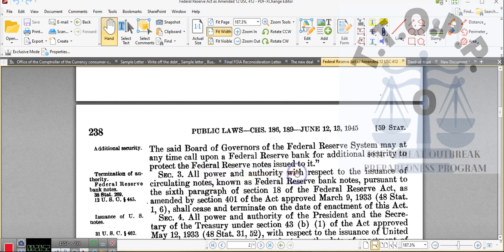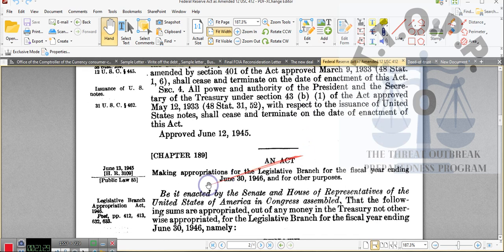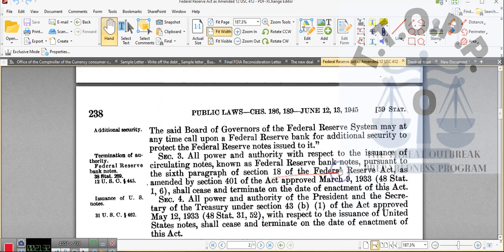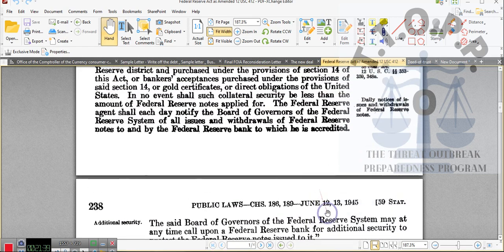All power and authority with respects to the issuance of circulating notes, known as Federal Reserve Bank notes, pursuant to the sixth paragraph of Section 18 of the Federal Reserve Act, as amended by Section 401 of the Act approved March 9, 1933, 48.1 and 6, shall cease and terminate on the date of the enactment of this act. Ladies and gentlemen, this is the only amendment, the Act of June 12, 1945, not 13, because that's the 13th down here. June 12, 1945, that's the only thing it changed. The rest of the act is still here.